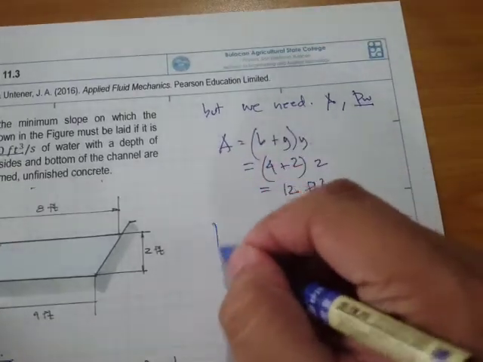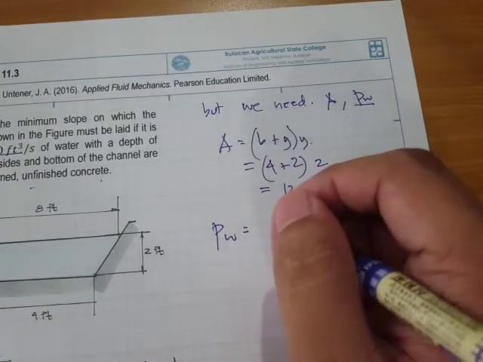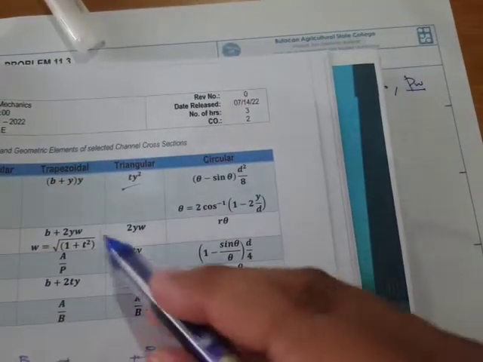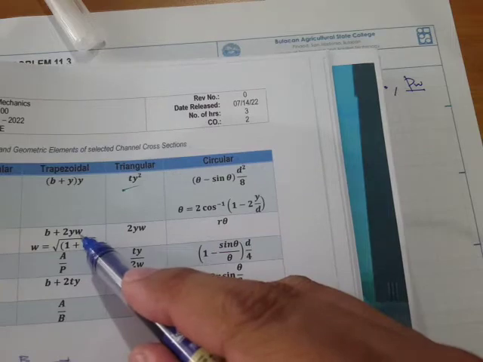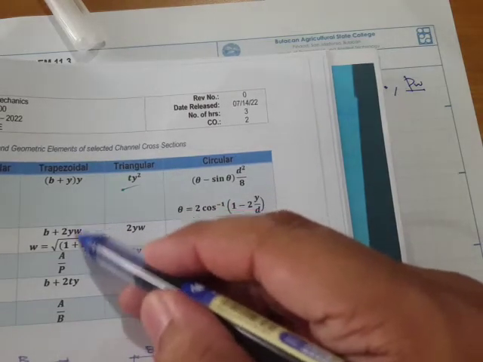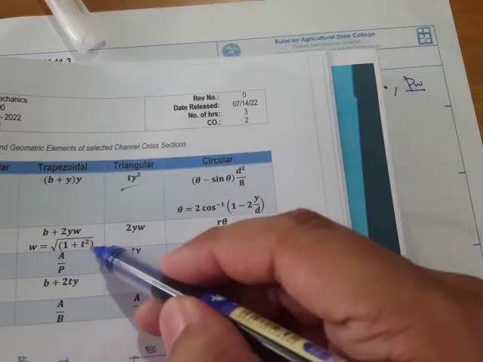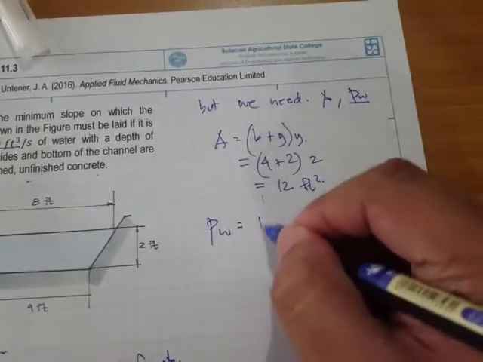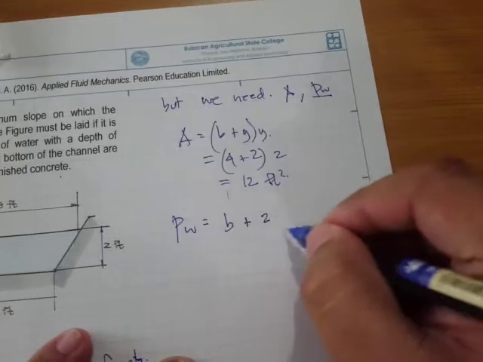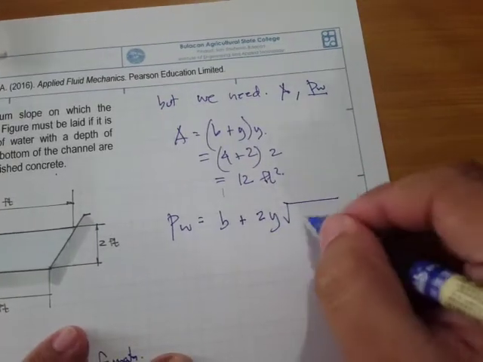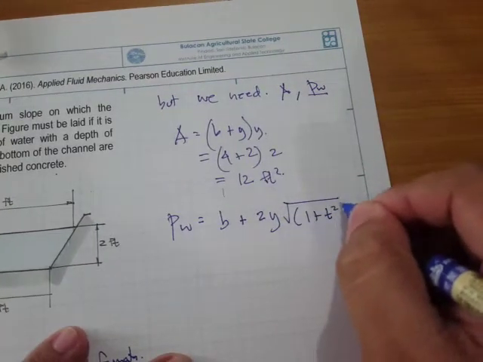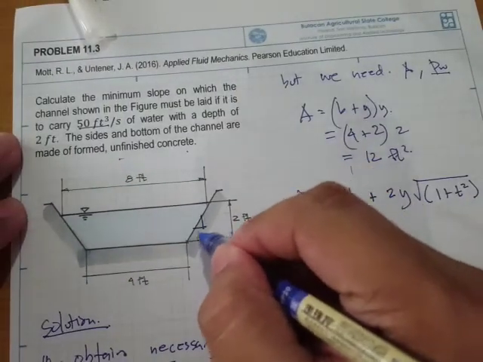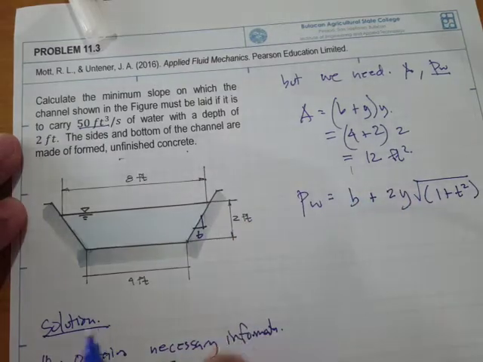For the wetted perimeter, this is b plus 2y times this w, but this w is equal to square root of 1 plus t squared. So b plus 2y times the square root of 1 plus t squared. The value of t should be this one. So what's the t right here?